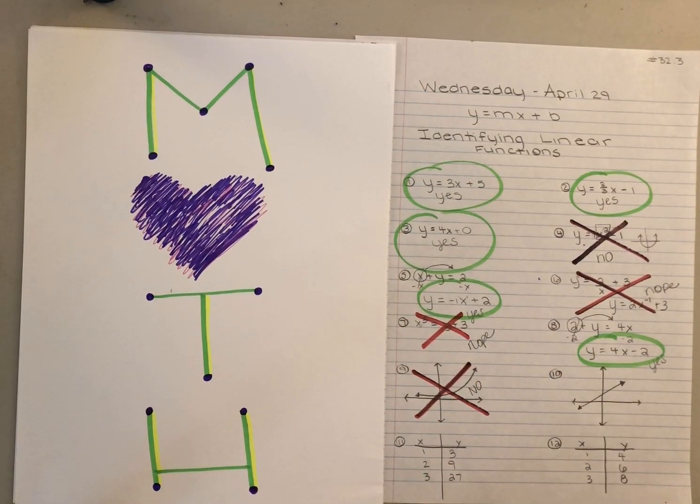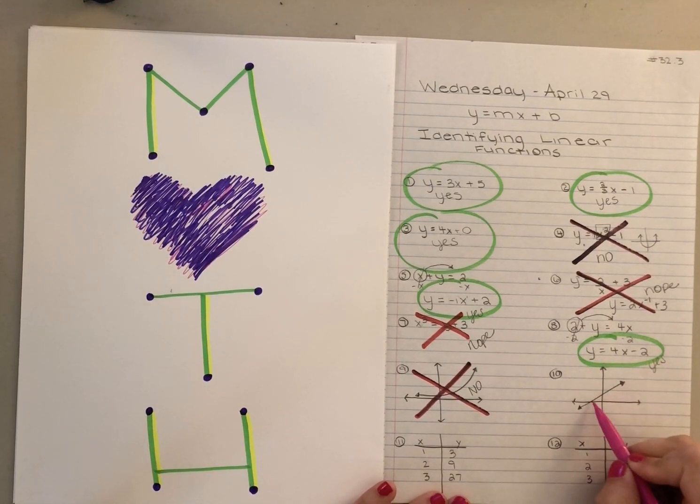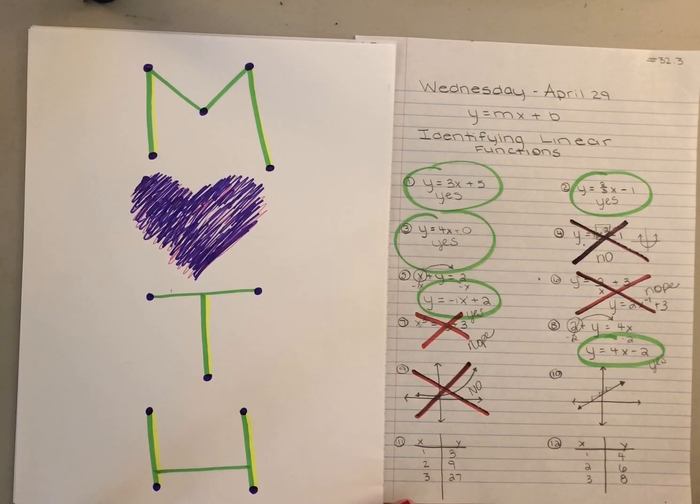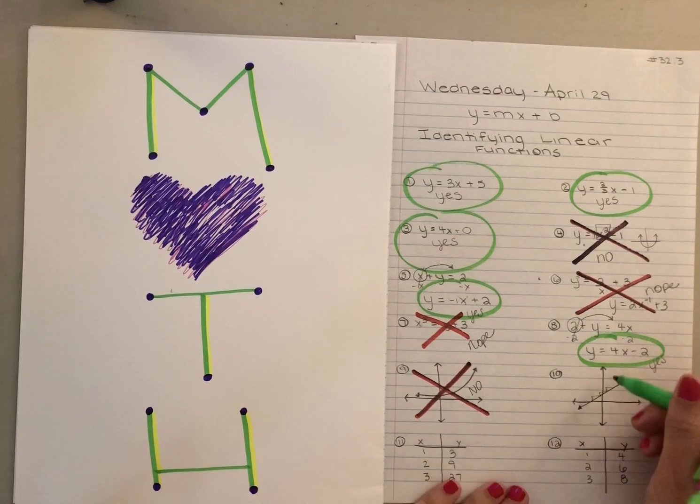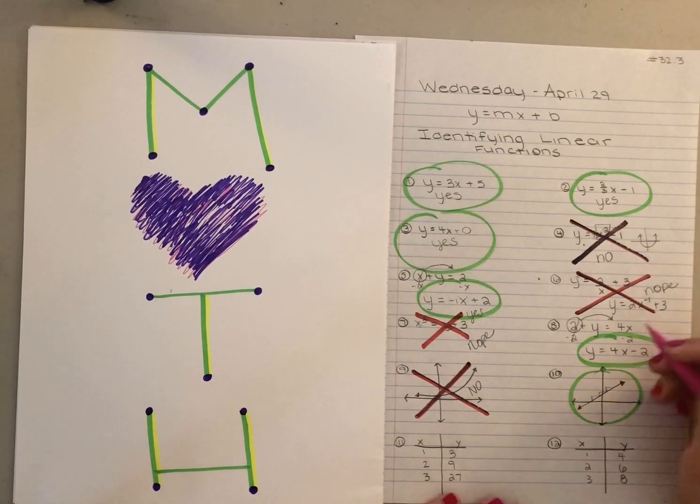Number 10, on the other hand, this is a straight line. It's got a constant rate of change. If I count it, it's going up 1 over 1, up 1 over 1, up 1 over 1, so it's constant. Nice straight line, constant rate of change, everything's looking good. That's a yes. That is a linear function.